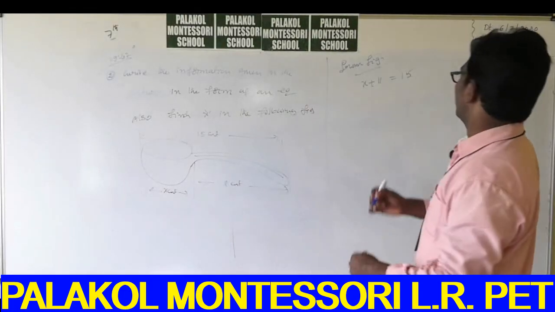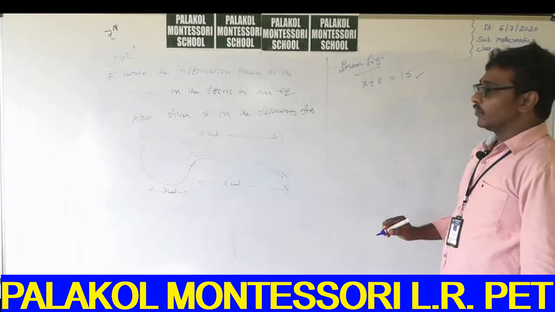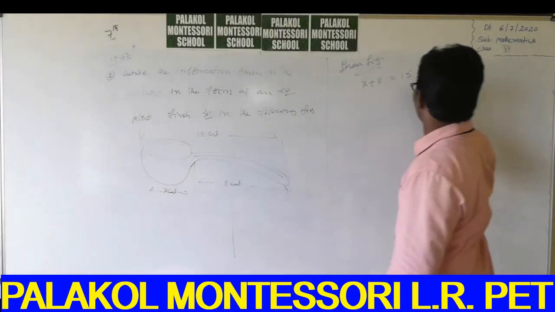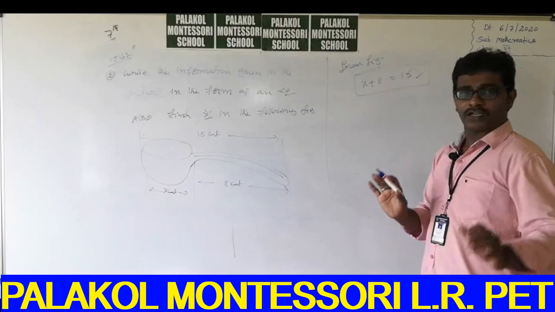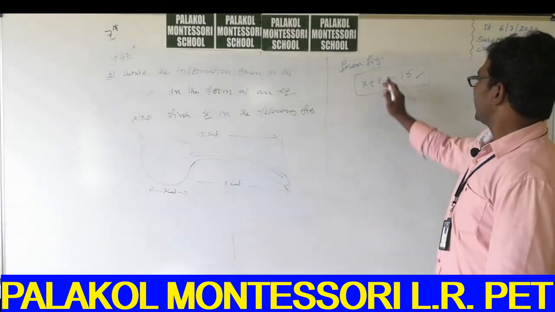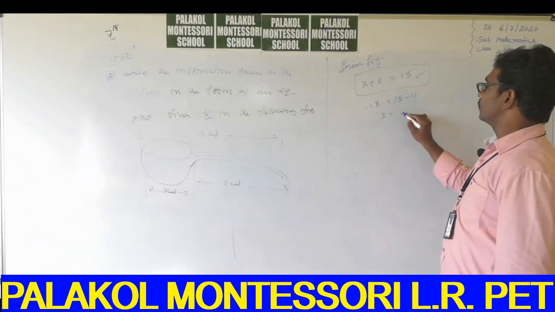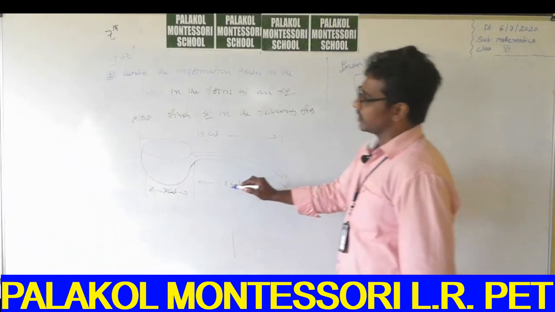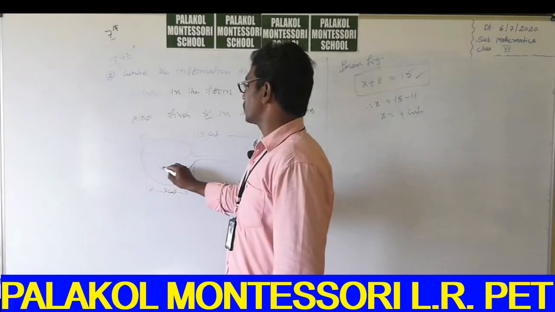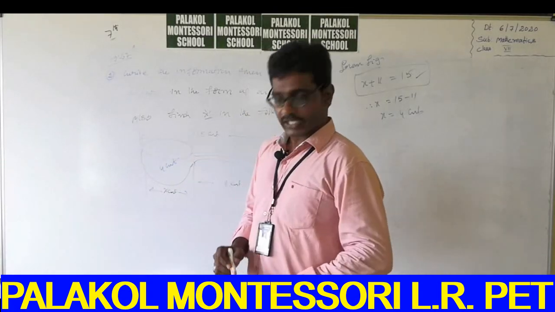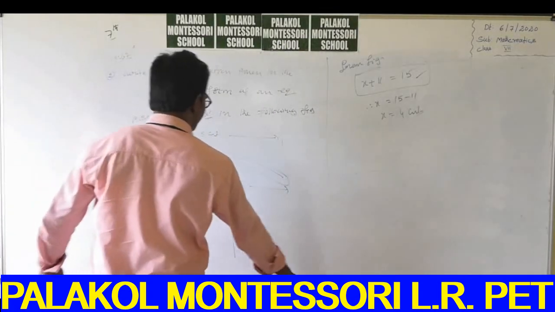So x plus 11 is equal to 15. You find out the x value. Yes, this information is in the form of a linear equation. You want the x value, therefore x is equal to 15 minus 11, x is equal to 4. So this width is equal to 4 centimeters. Okay, clear? Now, I do one more sum.